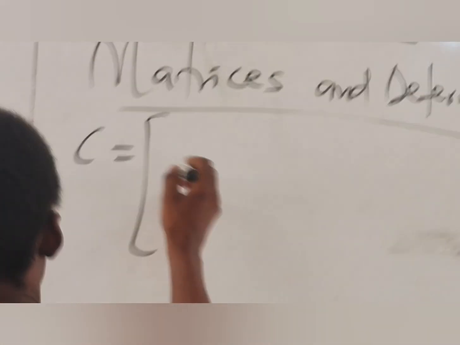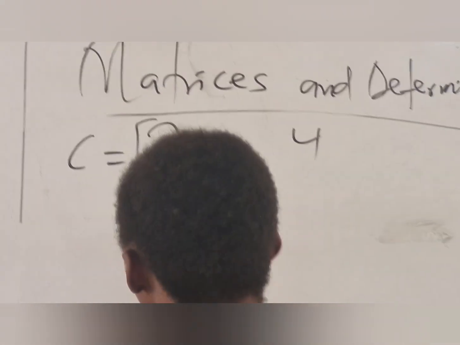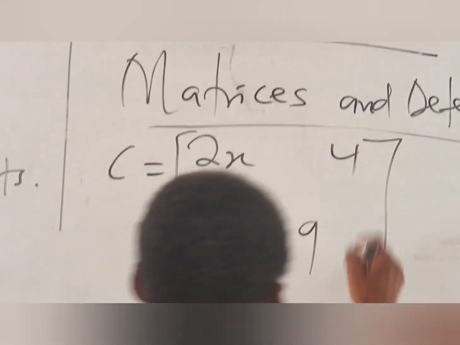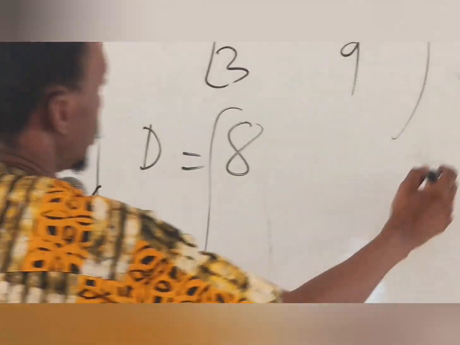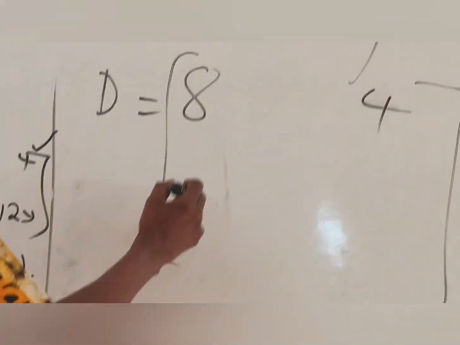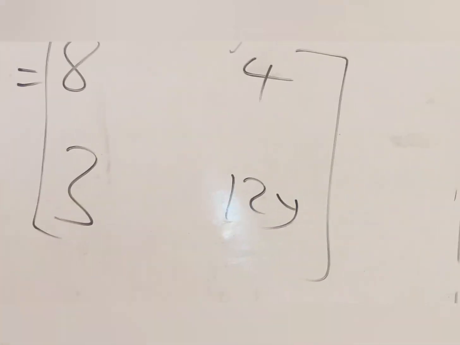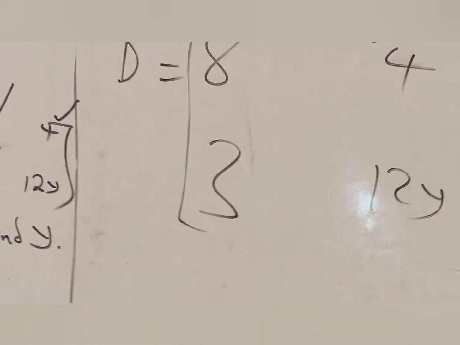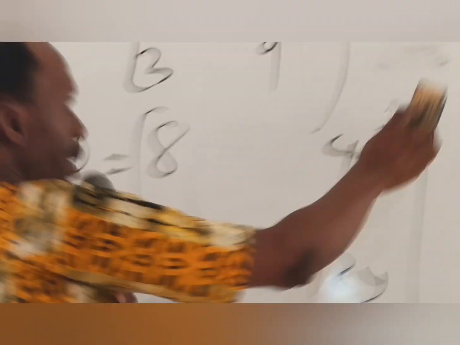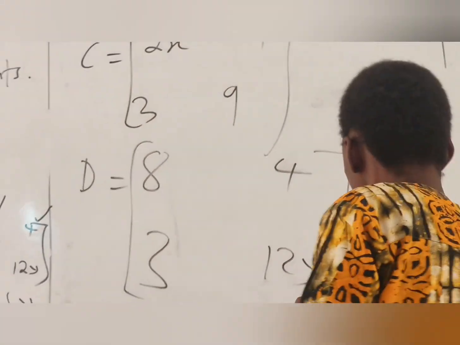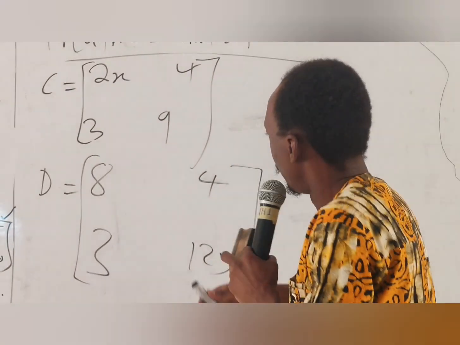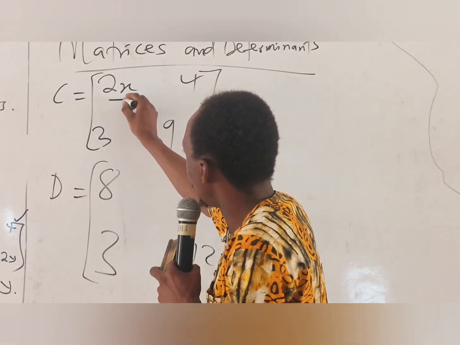So they say matrix C is given as 2x, 3, 9. Then matrix D is given as 8, 4, then 3, 12y. Can you see now? Yes. So they are given as this, and they are saying that C and D are equal. If they are equal, it means their corresponding components are the same. So we look at where the variables are and we compare them.